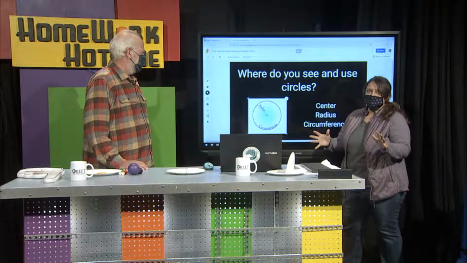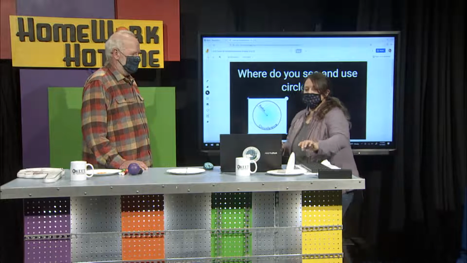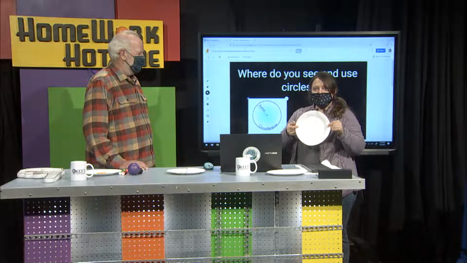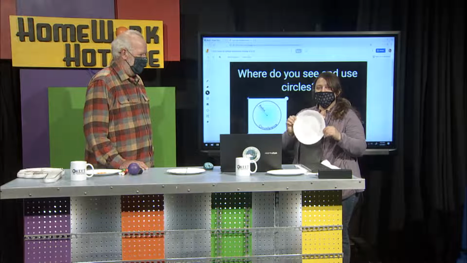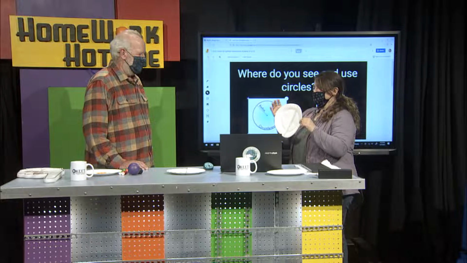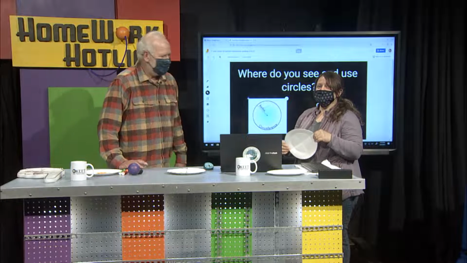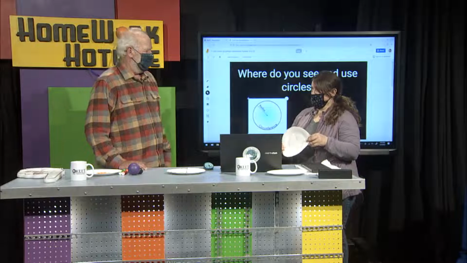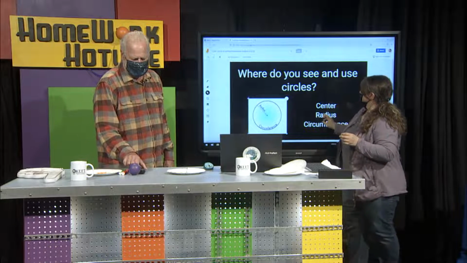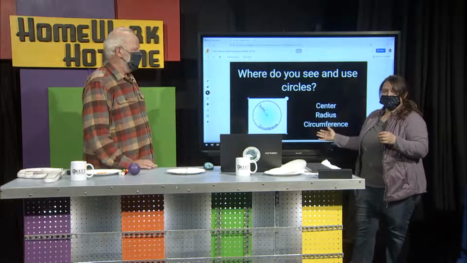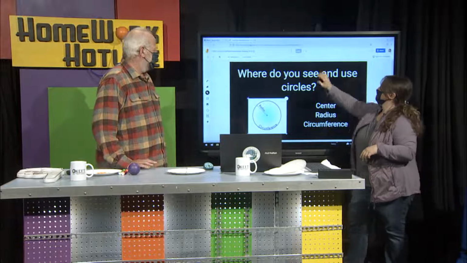Okay. So we see circles a lot. We use them a lot. If I was going to use a paper plate to eat on, that's even a circle. Actually, we're going to use this particular circle and we're going to do an activity to create one of the unit circles. Yeah, really fun. Okay, so center, radius, and circumference. Keep those in mind.